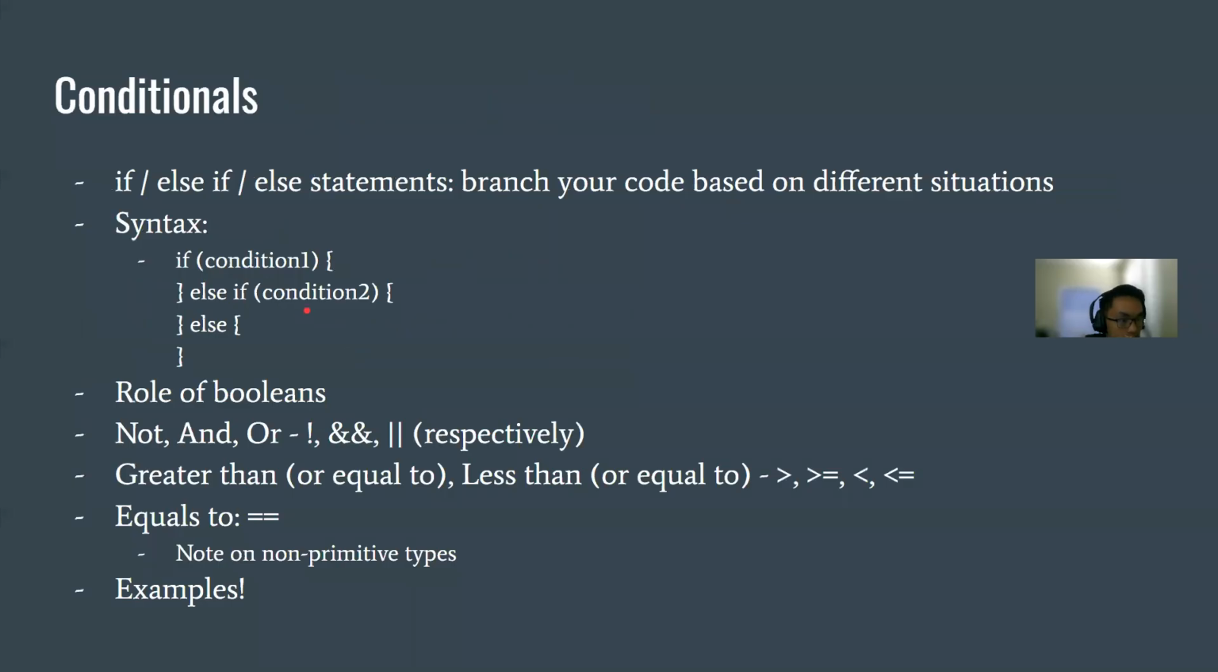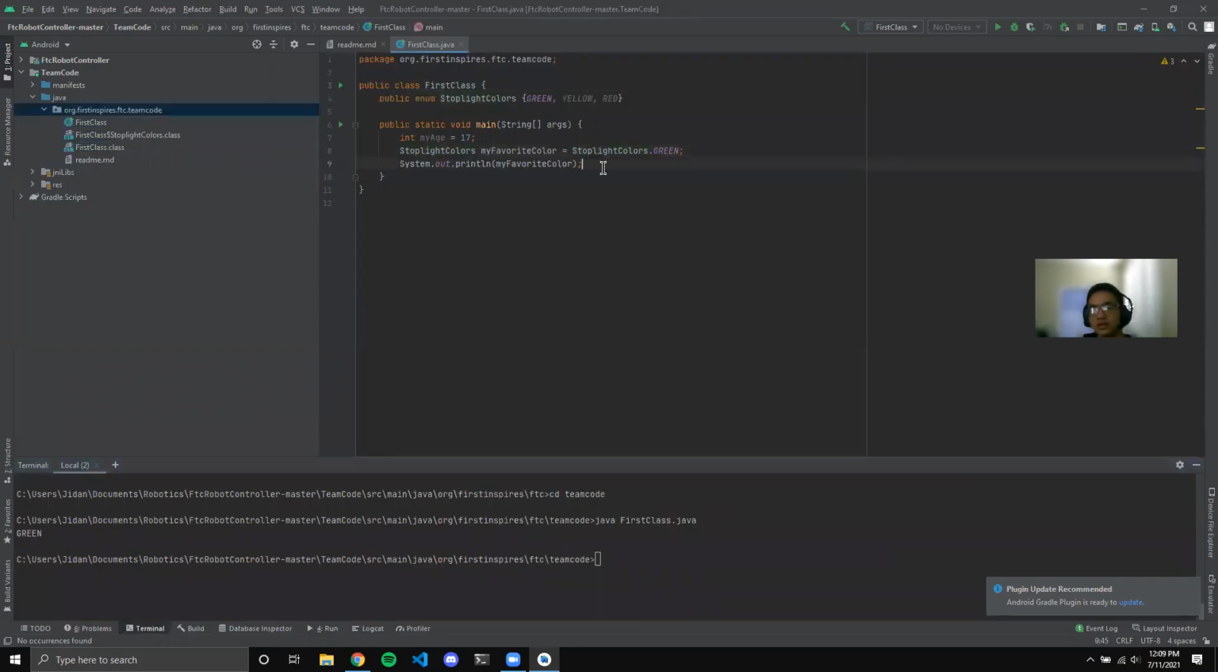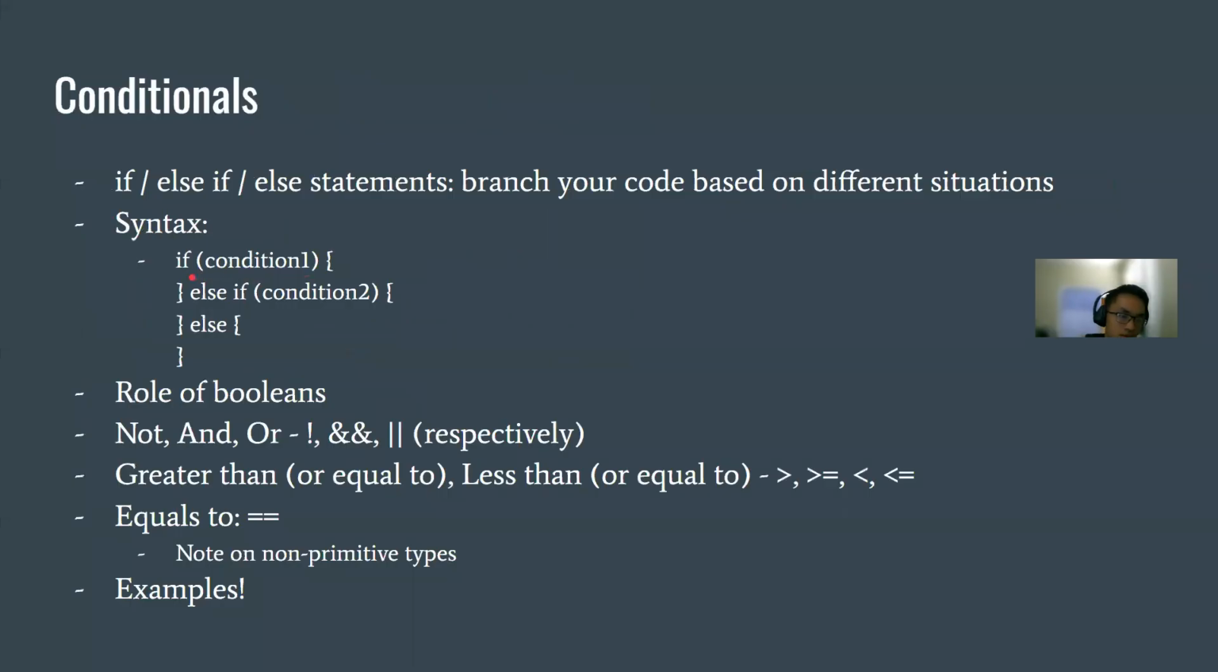All right, conditionals. Conditionals are basically branching code into different situations. A conditional can be an if, else if, or else statement. Let's go over the syntax first. It can be something like if condition one, else if condition two, else this. Condition one and condition two have to be Booleans.